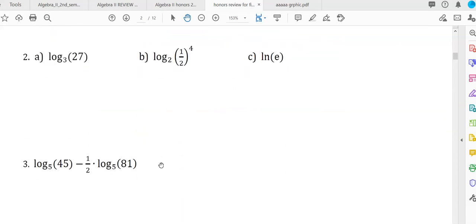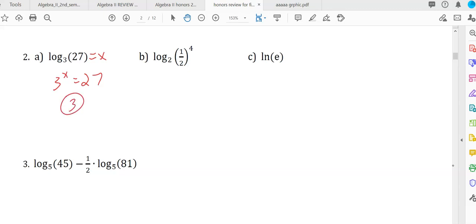Evaluate the expression. So you want to simplify these. The way I do these is I usually put them in exponential form. So this would be 3 to the x equals 27. Hopefully you know that 3 to the third power is 27, so x is 3.